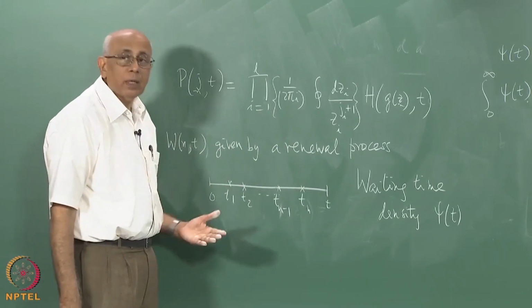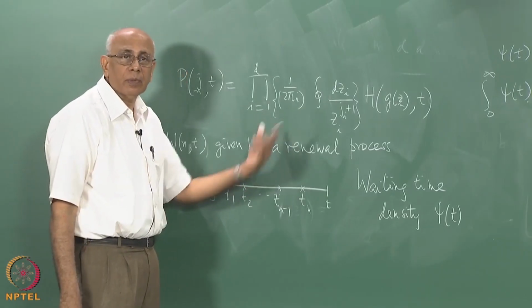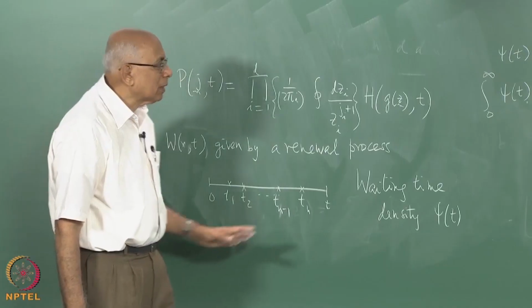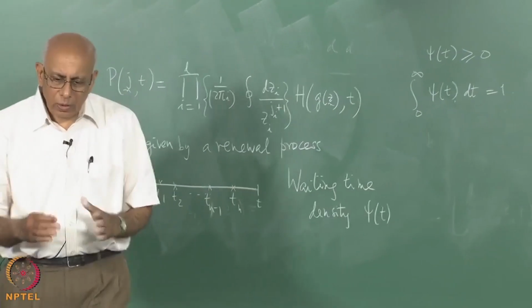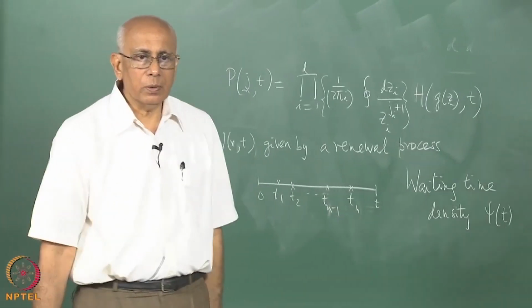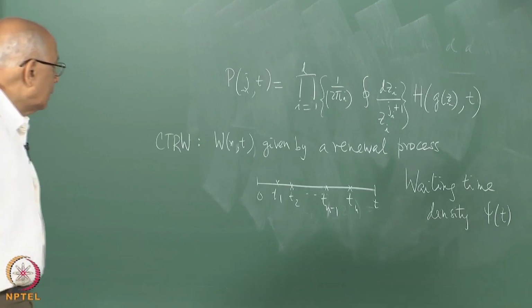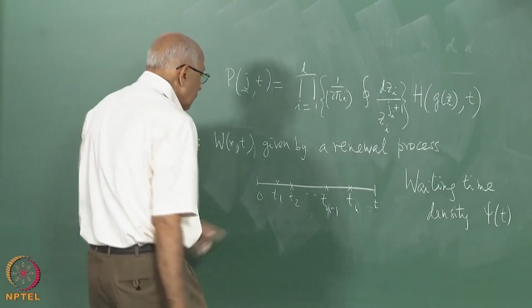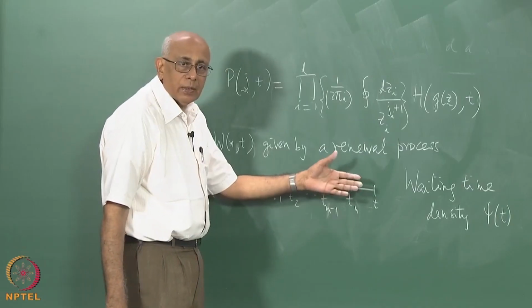I could generalize this a little bit by saying this jump has a waiting time density different from the second, different from the third, etc. But in the simplest instance, that is not what we look at. We look at just the simplest case where you have a common waiting time density, not necessarily exponential. Then it is clear that in this geometry here, T1 is less than T2 is less than, etc.